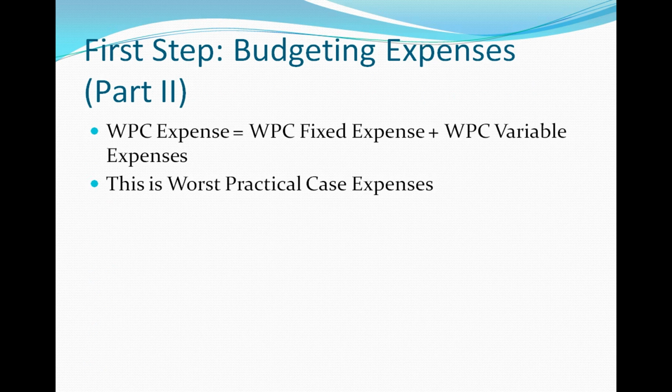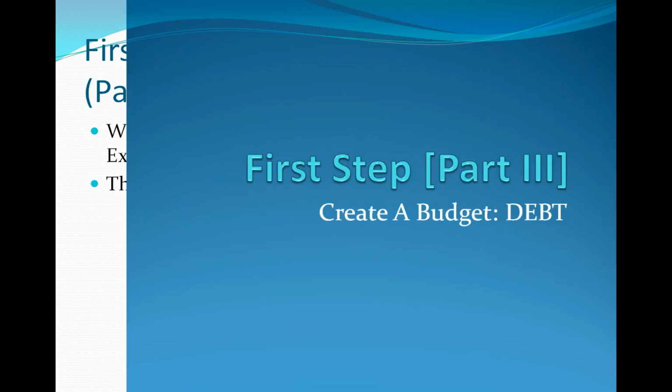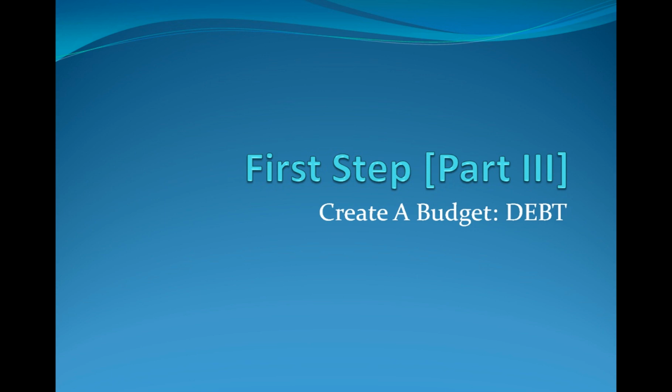So now we need to figure out what your worst practical case expenses are. So that is going to be your worst practical case fixed expenses plus your worst practical case variable expenses. Once you take those two numbers and add them together, that is your worst practical case expense. So if you guys don't know yet, pause here if you're actually doing the activity.